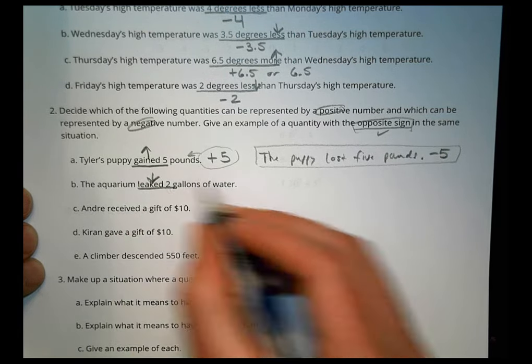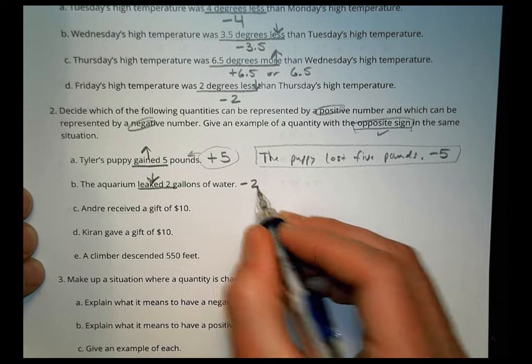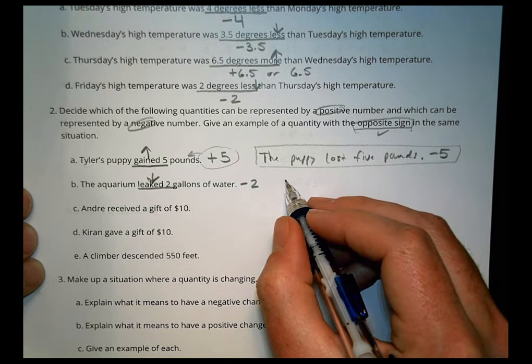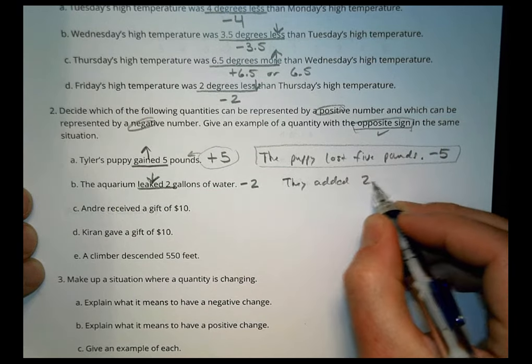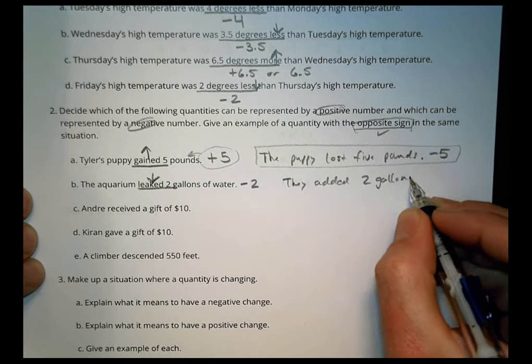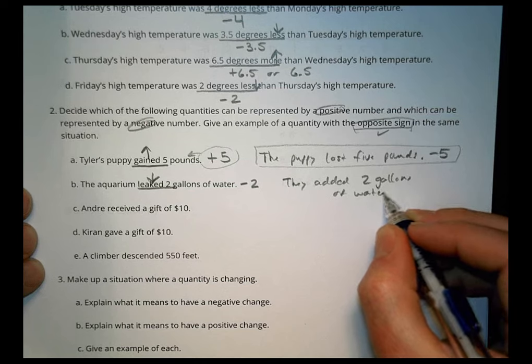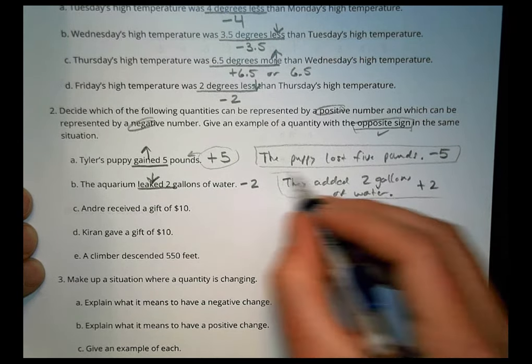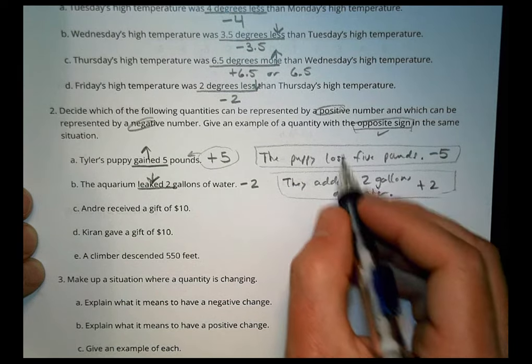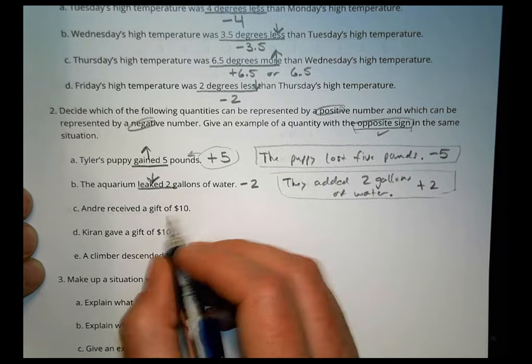To leak is to decrease. That's going to be -2. Okay? So you could say they added 2 gallons of water, and that would be a +2. So just thinking of something to say that goes with that. I'll let you finish this part off here. I'll work on this part.